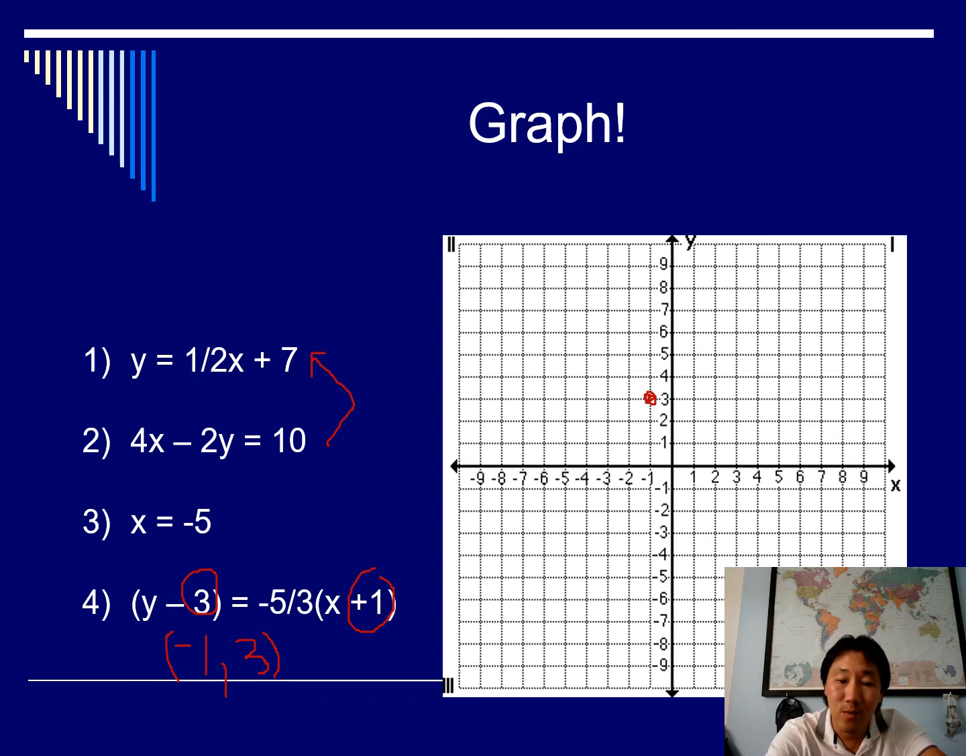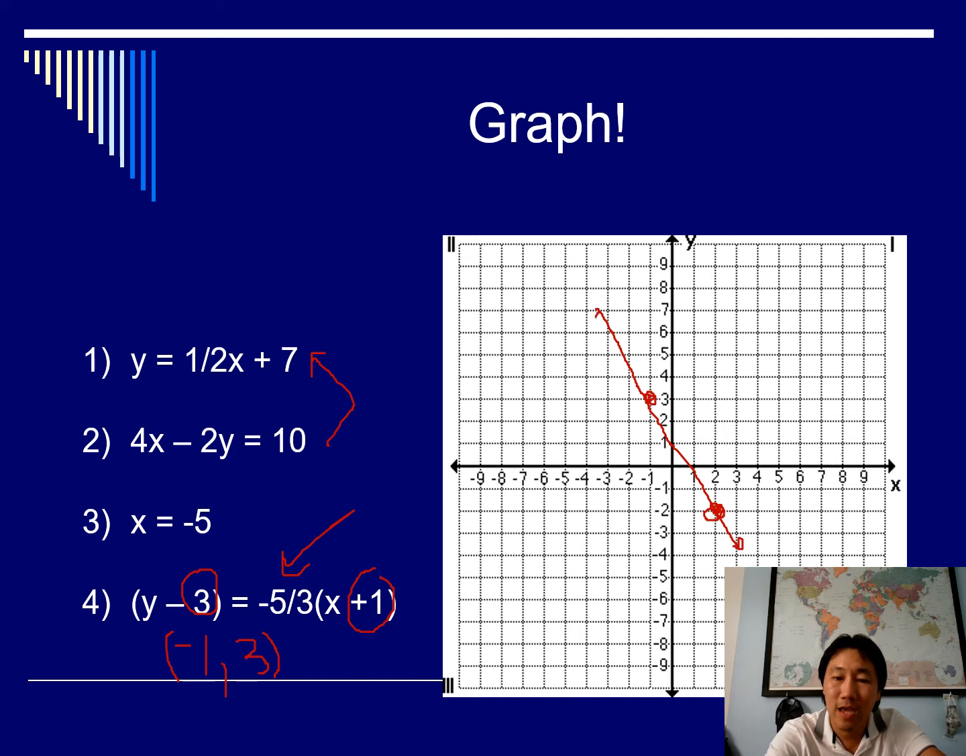And then our slope is right here. Down 5 because it's -5, and then over 3. 1, 2, 3, 4, 5, and then over 1, 2, 3. And then if I go down 5 over 3 again, it goes right into my face, so I won't. I'll just draw a line here.